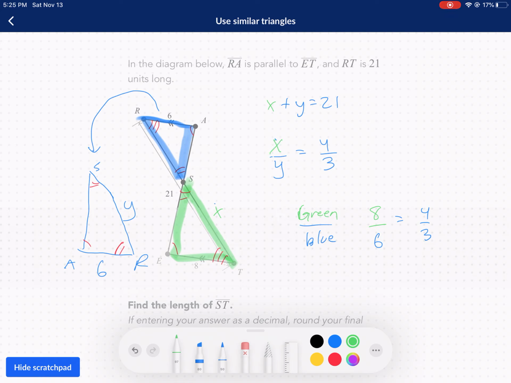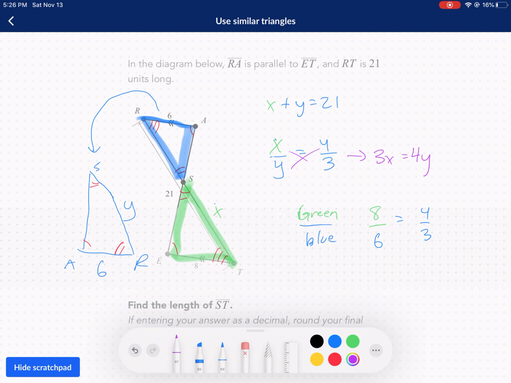Okay, now that I have x plus y equals 21, makes sense, right? We have those two lengths added together equal 21. That's one of our givens. And we know that x to y is 4 to 3. It's that proportion relationship. So I don't like it written as a fraction, so I'm going to actually cross multiply here. So I get 3x equals 4y. That makes it a lot more comfortable for me to work with, okay? 3x equals 4y.